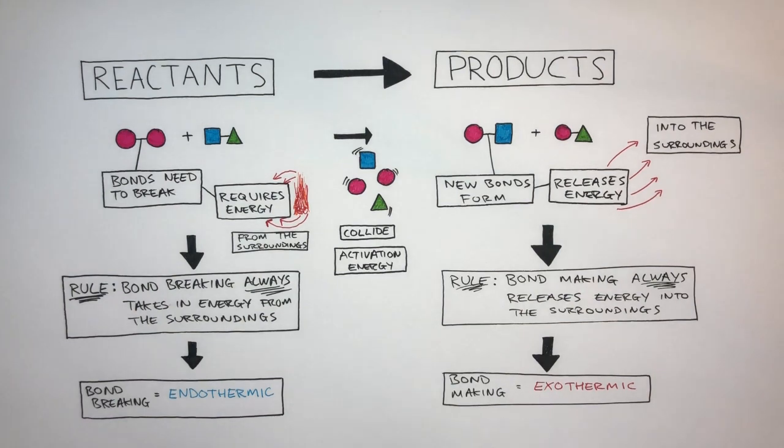So you need to make sure you know that breaking bonds in the reactants always takes in energy from the surroundings. This happens every single time. Whereas making bonds in the products always releases energy into the surroundings. Learn these two rules and you will understand why a chemical reaction is exothermic or endothermic.